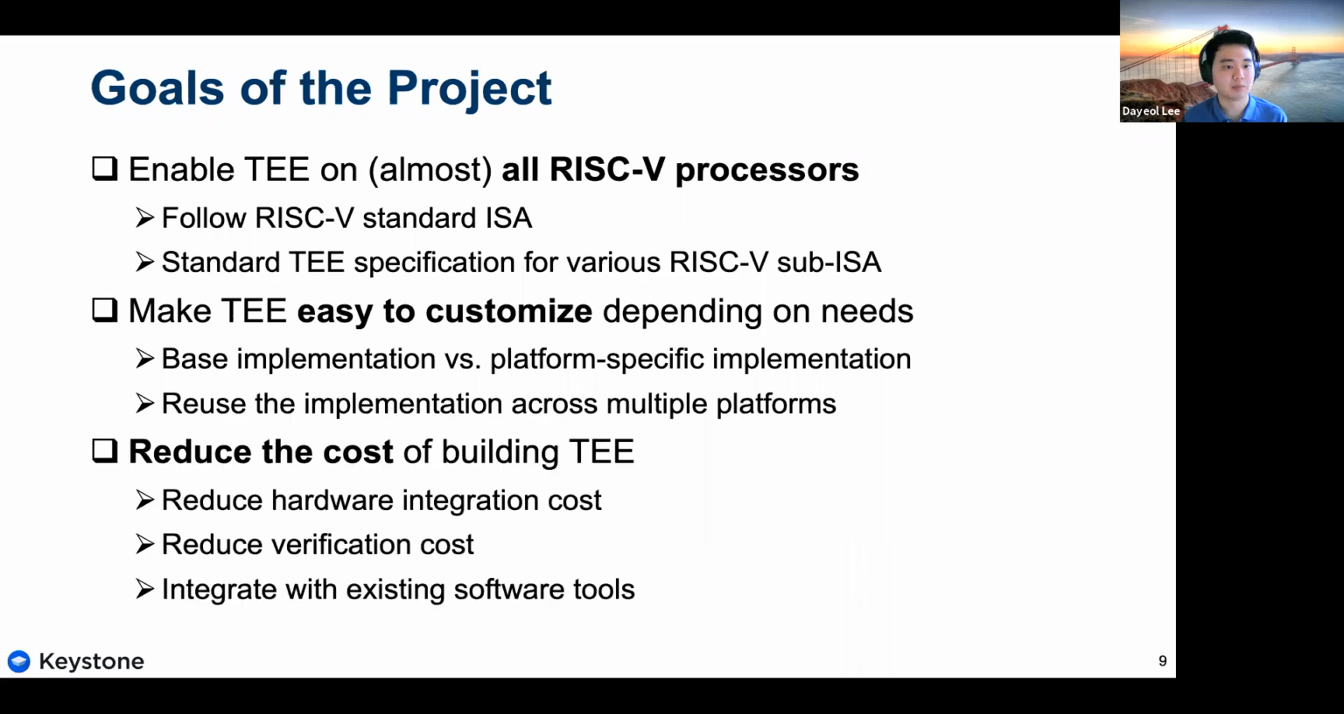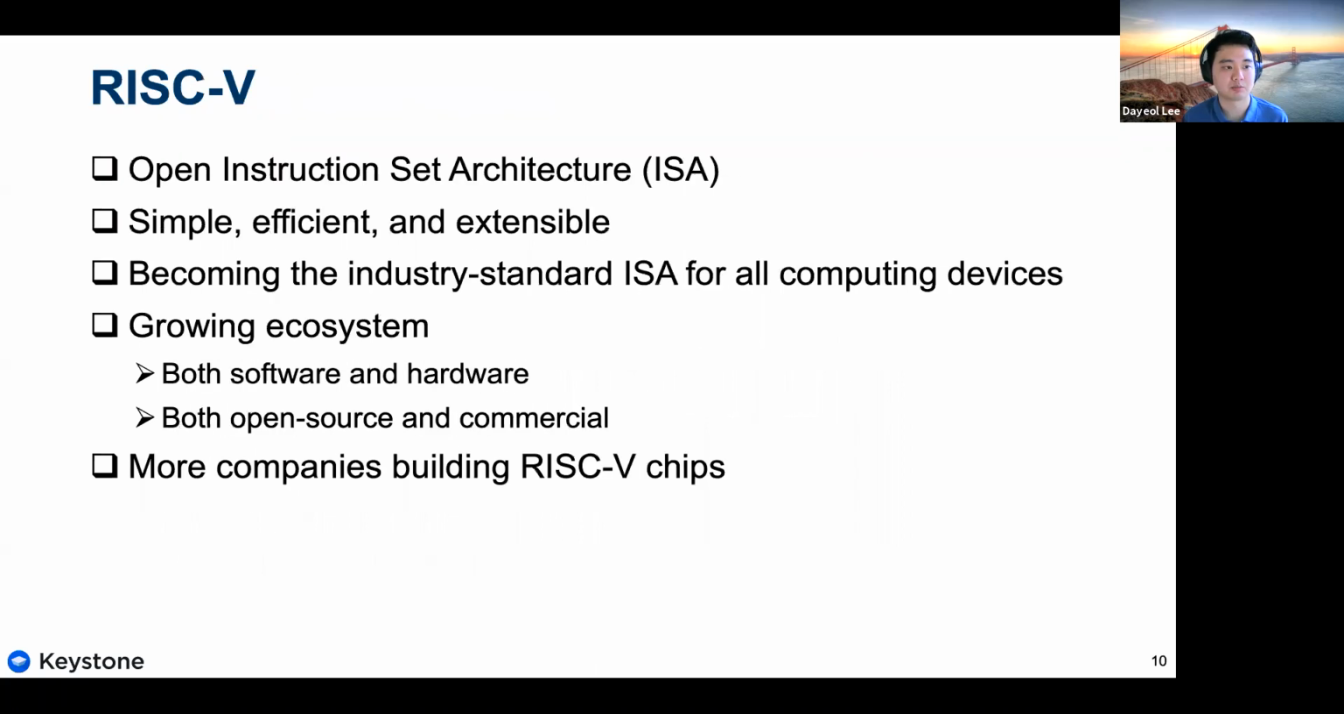Most importantly, we'd like to reduce the cost of TEE development. We believe that every processor in the world will have some type of TEE in the future, and a lot of applications will rely on TEE. So anyone who wants to build their own chip or customize their own TEE should be able to enable it with very, very low cost. In order to do that, we're working on reducing various costs, such as hardware integration and verification and so on. This is kind of work in progress of our project.